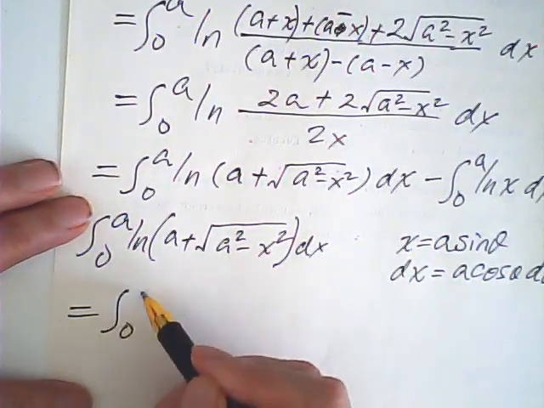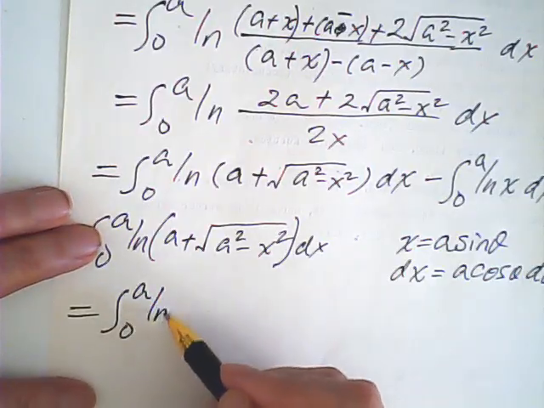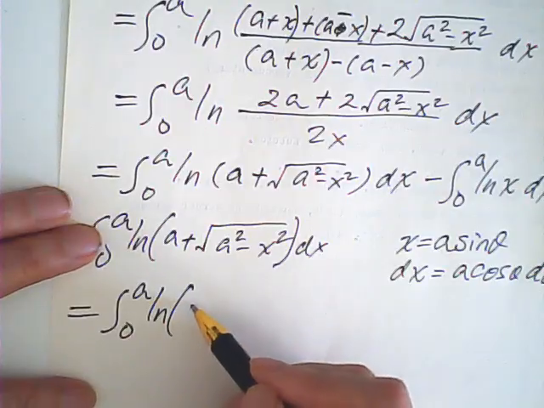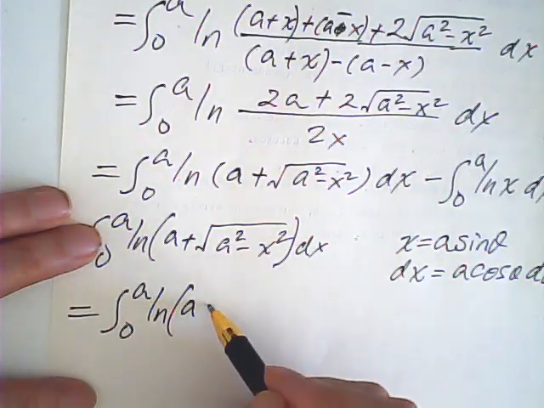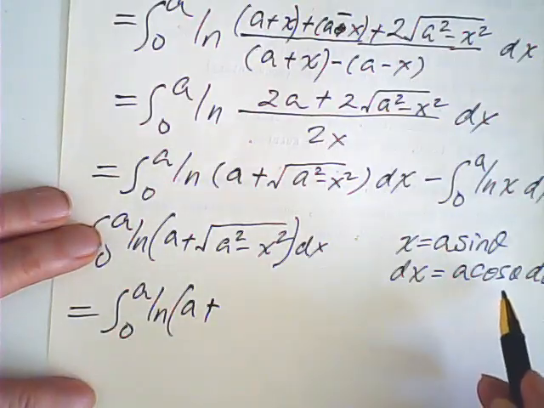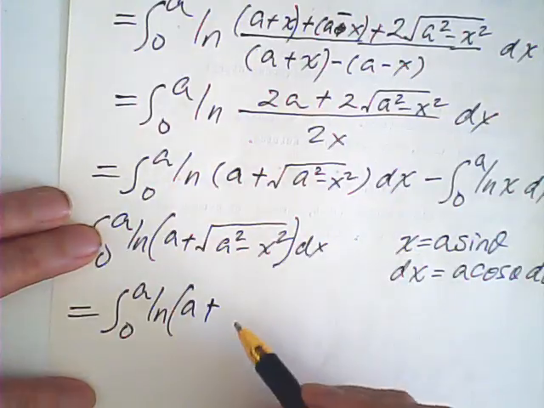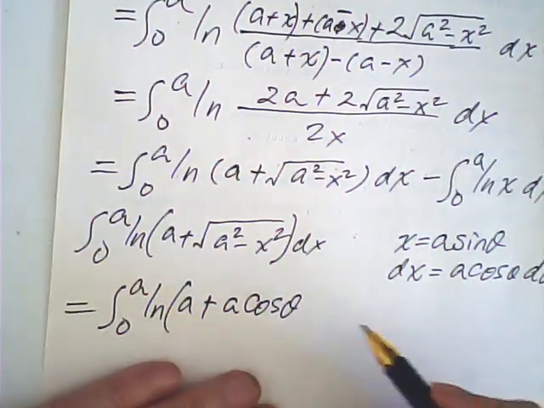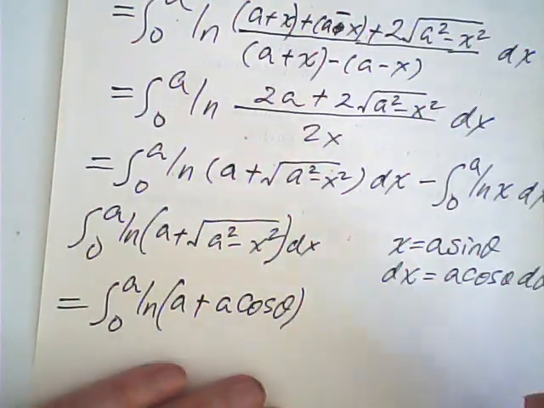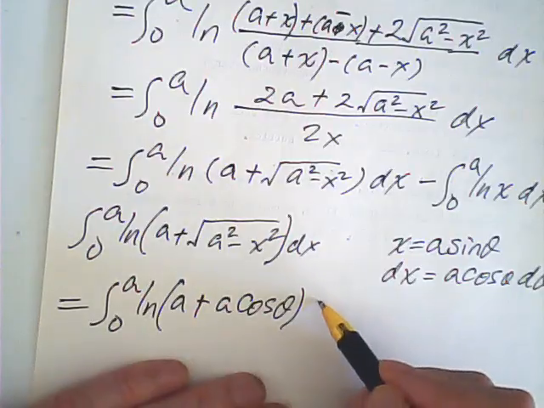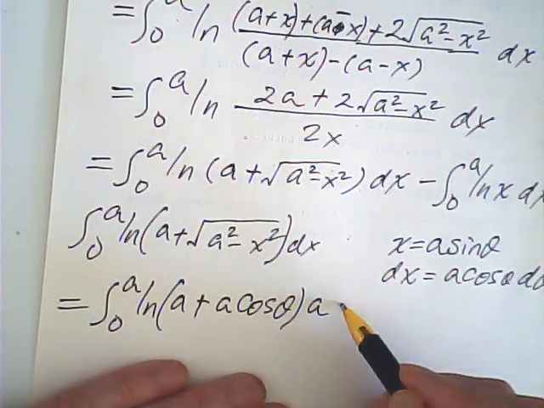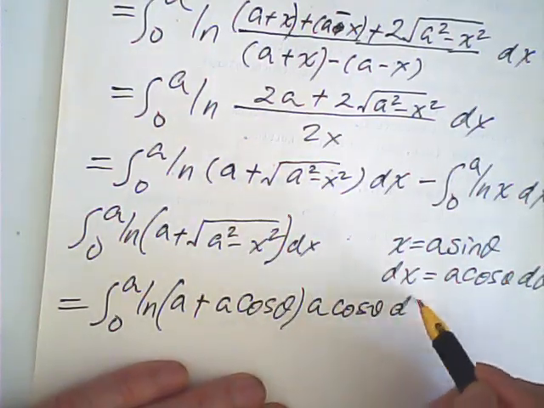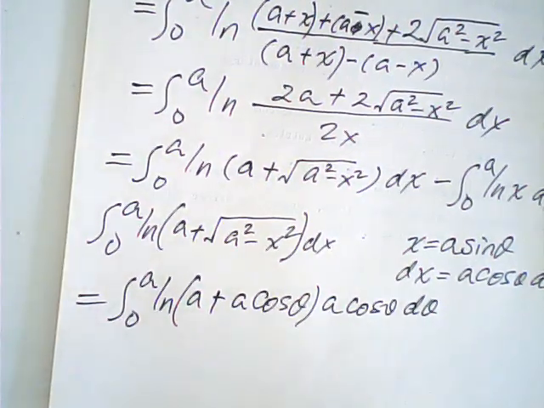from 0 to pi over 2, natural log of a plus a times the square root of one minus sine squared. A takes out and the cosine, right? And a cosine theta d theta. Very good.